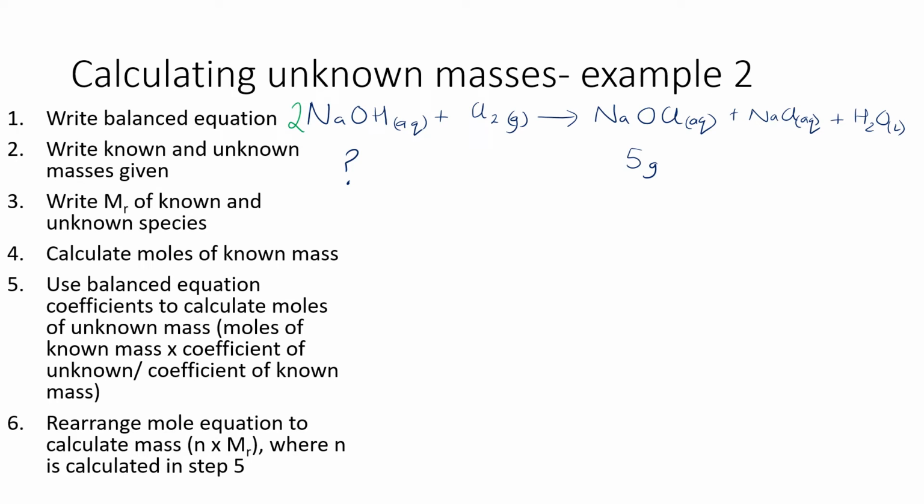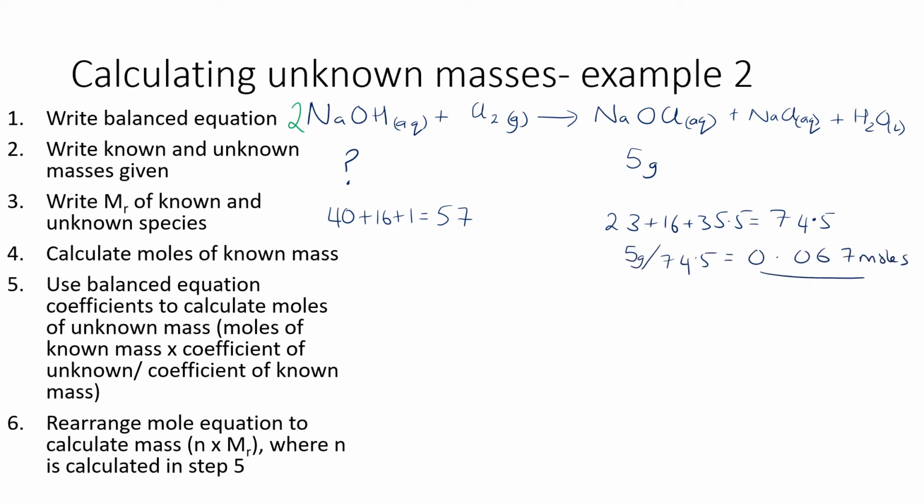I now write my molar mass of the known and unknown species, and I can see that I have a molar mass of 57 for sodium hydroxide and 74.5 for sodium hypochlorite, which is basically bleach. And then I write down my moles that I can calculate of my bleach, which is 0.067 moles.